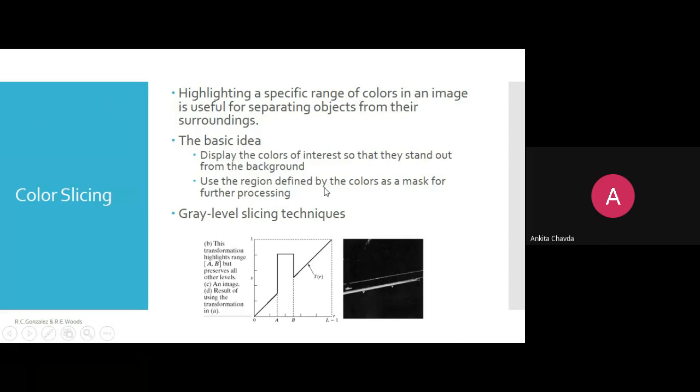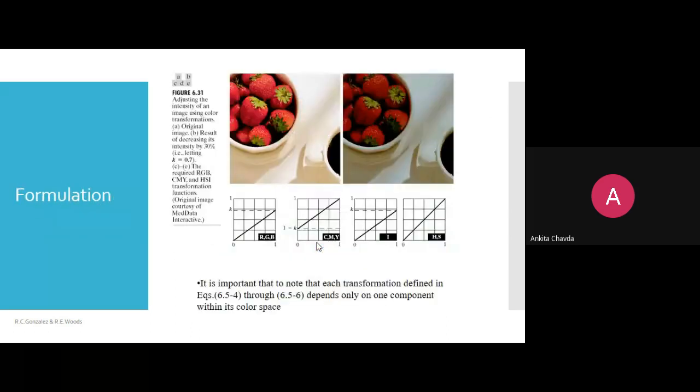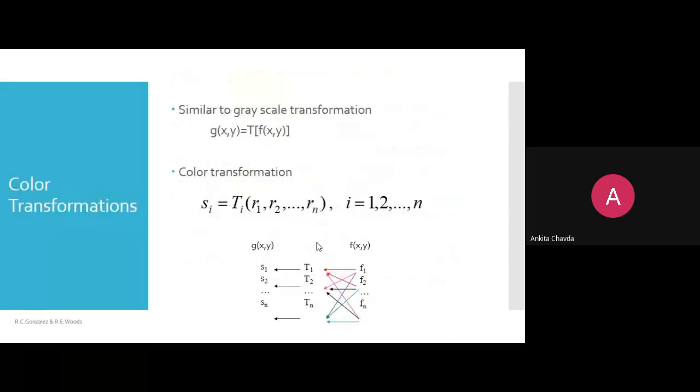So whatever region where you want to enhance the detail, use the colors as a mask for further processing. In the gray level slicing techniques, do you remember this one? That is why I have placed this thing again over here. What we are doing, we are not touching any other details, but wherever we are interested, we will enhance it, right? And one more thing over here that I forgot to tell you.